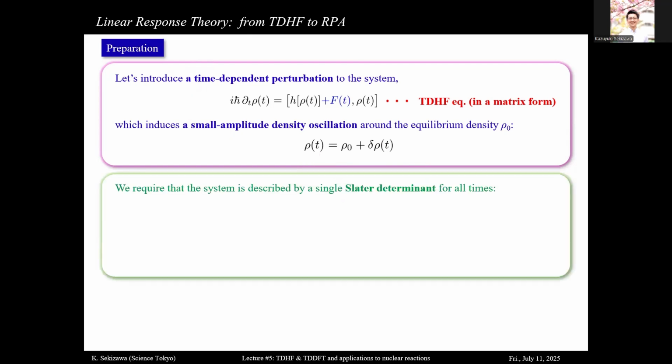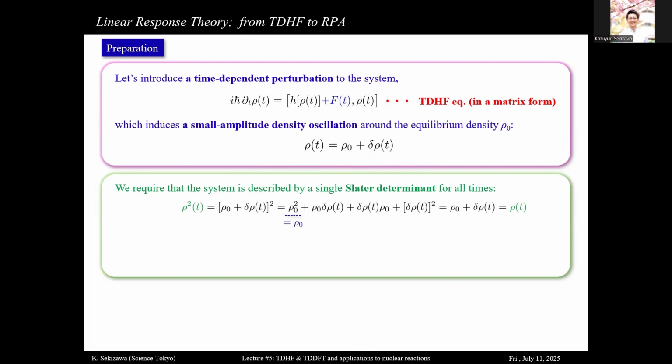So then we require that after the perturbation, this rho t also describes the Slater determinant. It means the idempotent property, rho squared equals rho, must be preserved after the time evolution. So you can put this assumed form of rho t, rho 0 plus delta rho, into this equation, rho squared. Then by expanding these equations, you will get this.